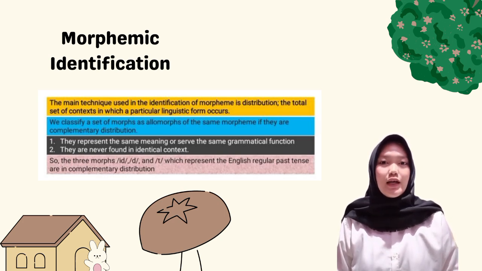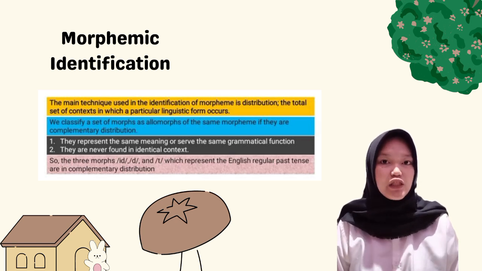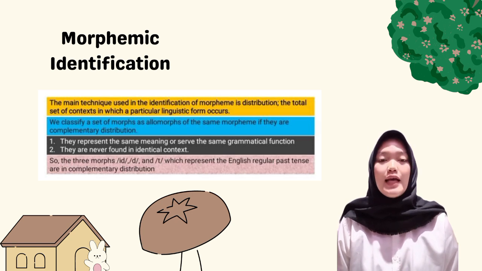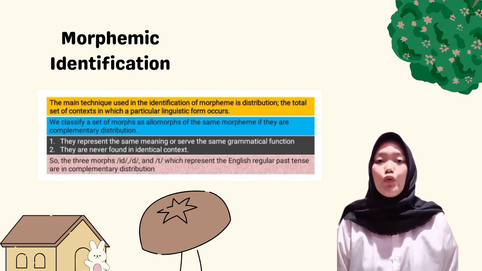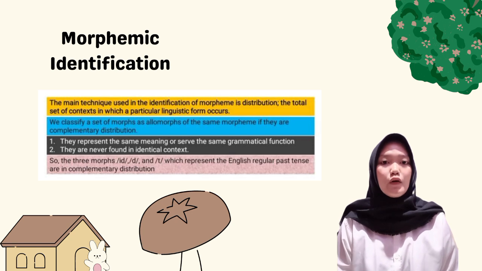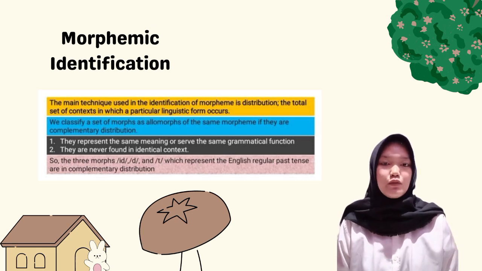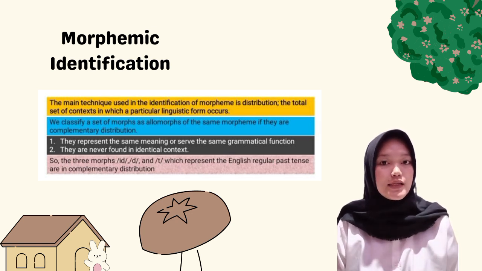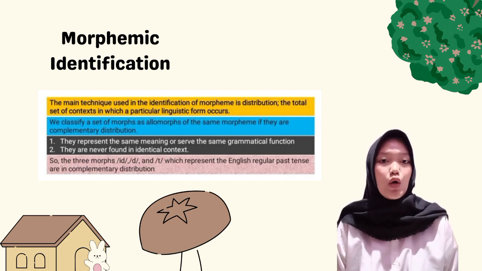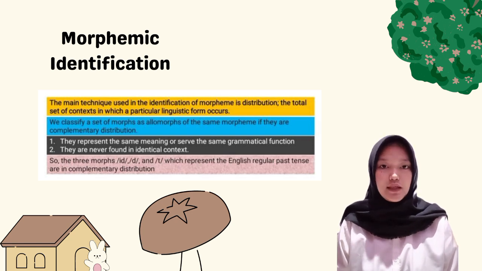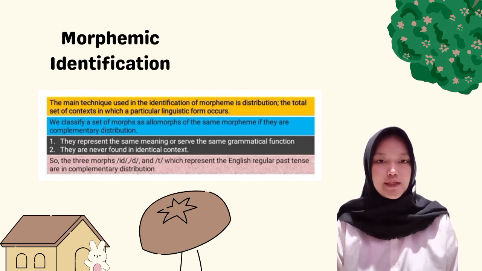Morphemic identification. The main technique used in the identification of morphemes is distribution, the total set of contexts in which a particular linguistic form occurs. We classify a set of morphs as allomorphs of the same morpheme if they are in complementary distribution. First, they represent the same meaning or the same grammatical function, and second, they are never found in identical contexts. So the three morphs id, d, and t, which represent the English regular past tense, are in complementary distribution.